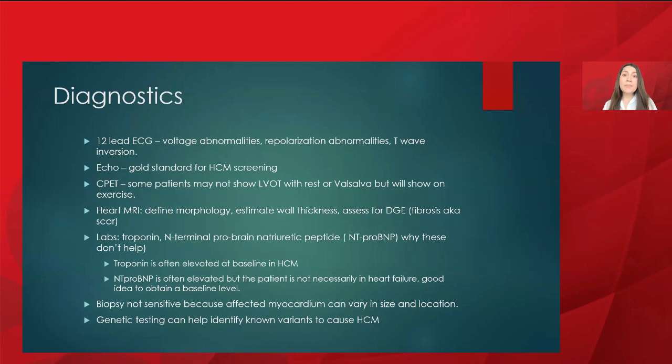Labs, we do a baseline troponin and NT-proBNP, and that's just to have as a baseline. But often in HCM, these are going to be elevated. And so you have these patients that have an abnormal EKG, inverted T waves, and elevated troponin. So they're often in the ER for chest pain, and they get worked up for MI when in fact it's HCM. You would think biopsy would be a slam dunk, but it depends on what part of the muscle you're targeting. So if you're targeting an area that has no hypertrophy, you won't see it.